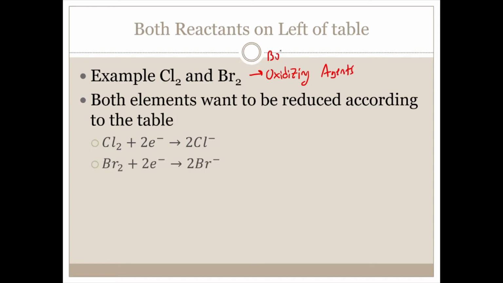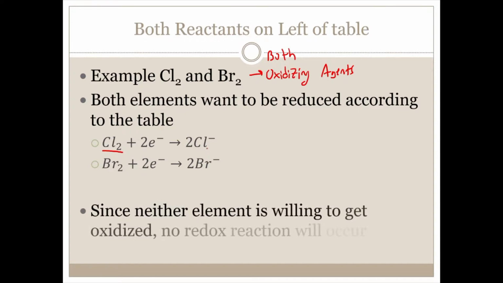And both of them are oxidizing agents. They both want to get reduced. Like, you won't find Cl2, so Cl2 does not appear on the reducing agent side. You'll find Cl- in some places, like Cl- will show up on the right side of the table, but Cl2 does not. Same thing with Br2, you'll only find Br2 on one side of the table.